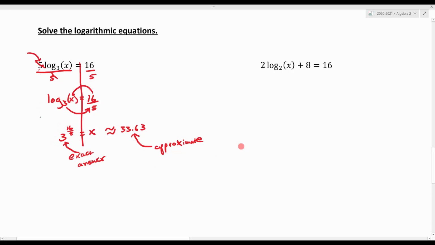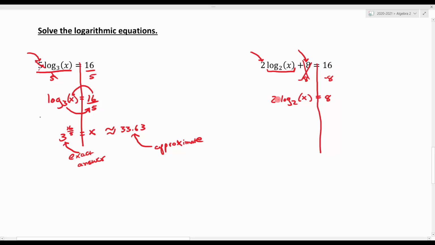All right, let's try it again. Slightly more complicated, just one extra moving piece in this equation. Again, my log part is right here, which means I need to move the 2 and I need to move the 8. So I'm going to start with the 8. That means I'm going to subtract 8 from both sides. That way the 8's cancel. So now I've got 2 times log base 2 of x equals 8, right? Because 16 minus 8 is 8.